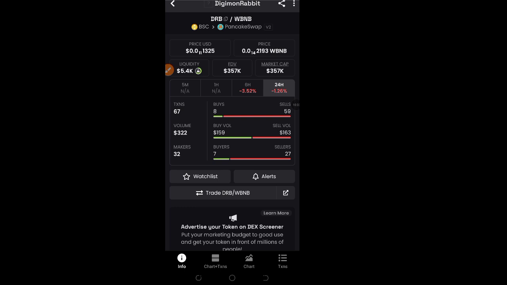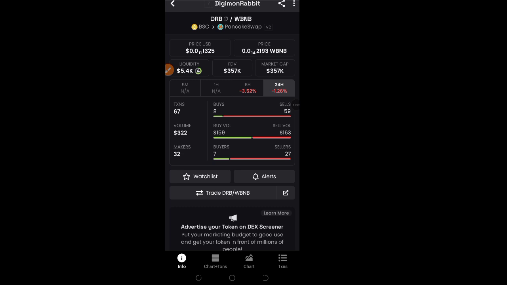So when you see the market cap is high and the liquidity is very, very low, like this 357K market cap, we should be having at least 50, 60, 70K liquidity. At least 10 to 20% of your market cap should be worth of liquidity in the pool of any token you want to buy. So you have to take that. That's number one. Then the second thing you have to consider is your buys and your sells.